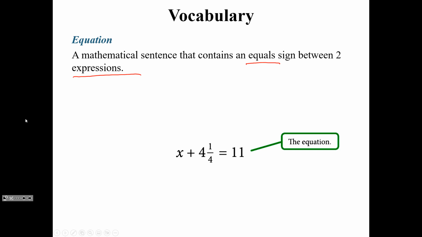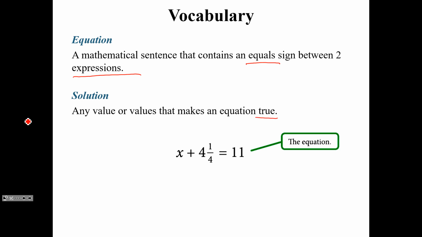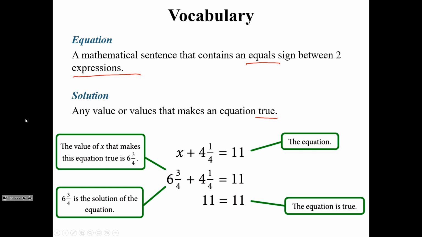Our second vocab word is solution, and that will be found on the second page of your vocab sheet. Now a solution is any value or values that makes an equation true. So what do we mean by that? Well, a solution of the equation that we just had would be 6 3/4, because when we plug 6 3/4 in for x and we solve for it, we find that the left-hand side of the equation equals the right-hand side of the equation, making the equation true. Okay?